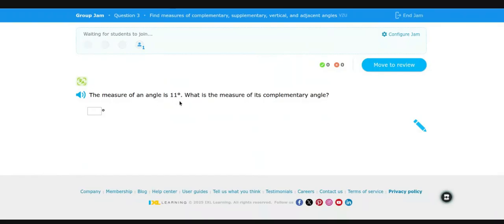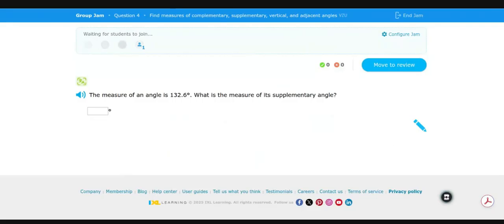So it says the measure of an angle is 11 degrees. What's the measure of the complementary angle? You need to know the complementary angles add to be 90 degrees. And we'll just do 90 minus 11, which will give you 79 degrees for the other angle or the complement of the angle. Maybe you'll be asked about supplementary angles.